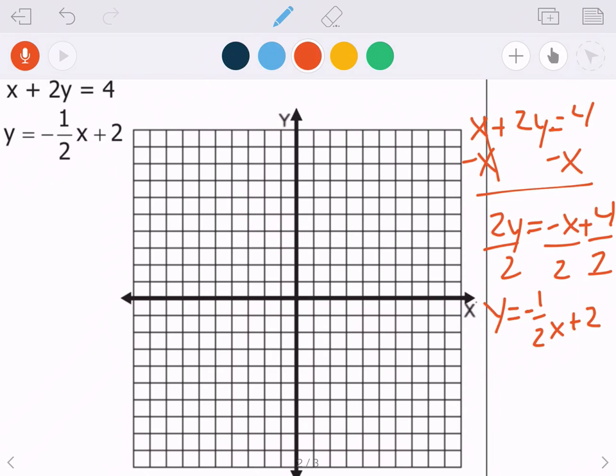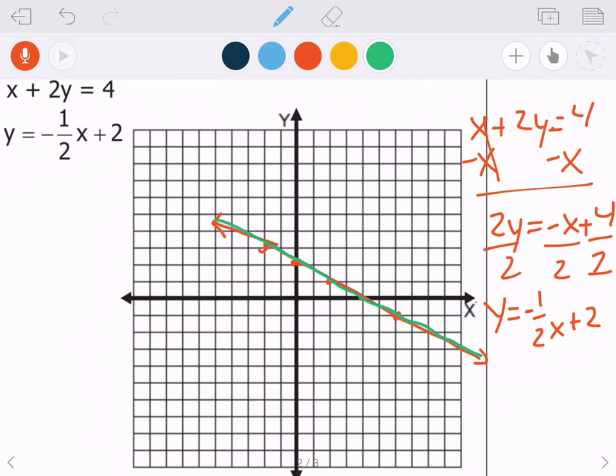So these lines are exactly the same. If we were to graph that, y-intercept of 2, and then we have a negative 1/2 slope. So again, rise 1 and run 2. Your line is going to look something like that. Again, using a ruler definitely helps. When you are graphing this, these are the same exact lines, so it's two lines that are on top of each other, because they're the same exact line.